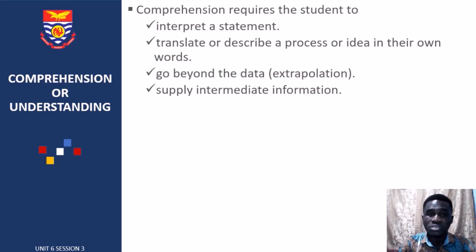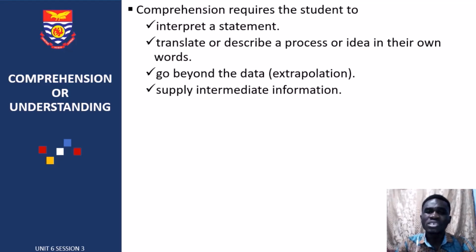Now let's look at the second level, which is comprehension or understanding. We know that students may know something about a topic. They will be able to follow a process, or define a term in science without understanding it fully. So at the knowledge level, your learners can give the definition. However, understanding may not be there.